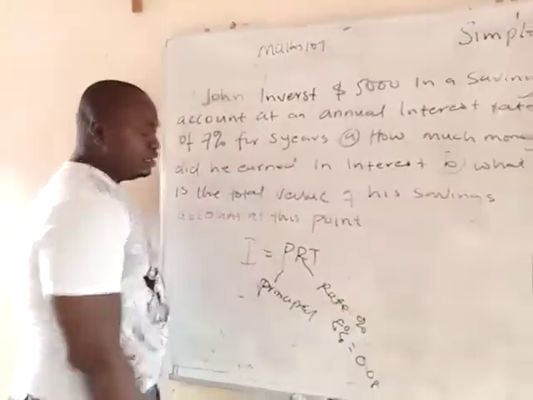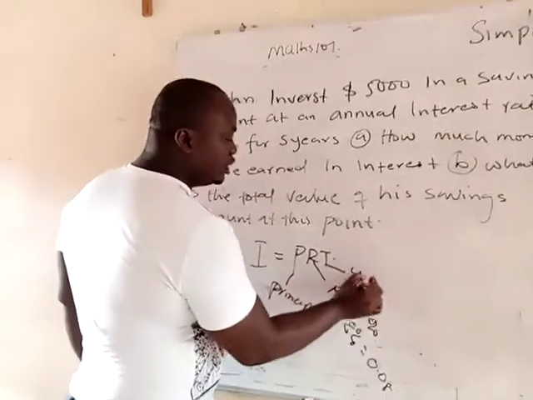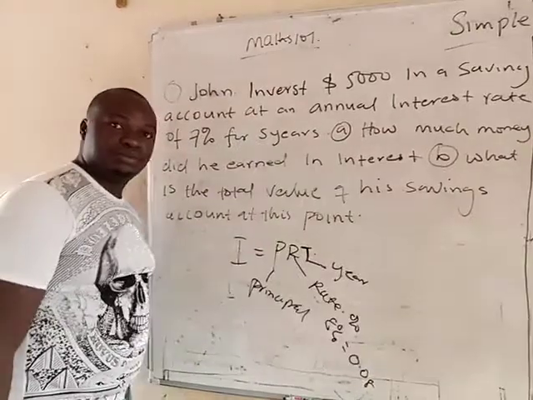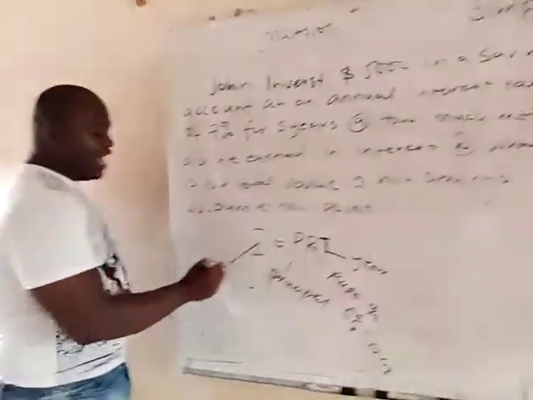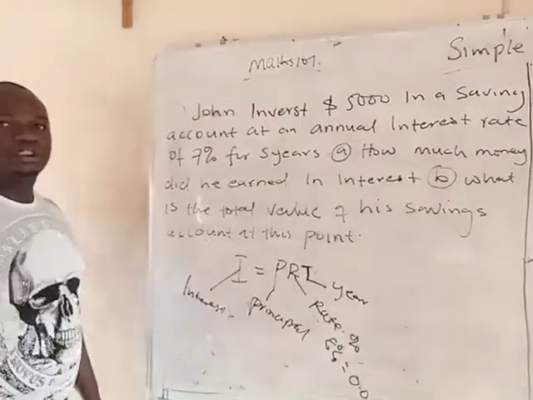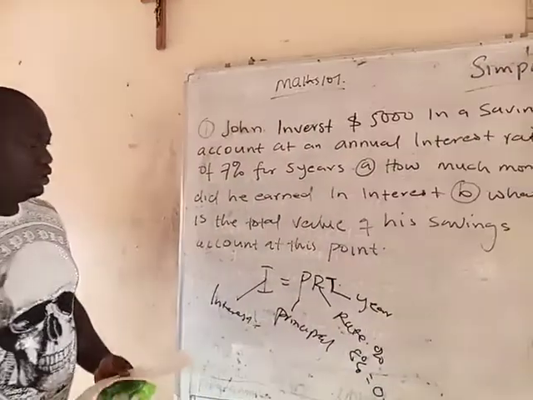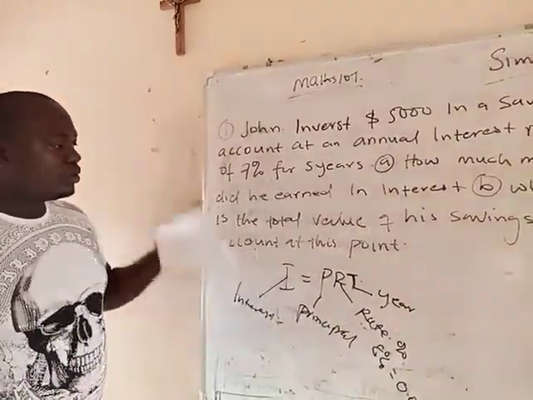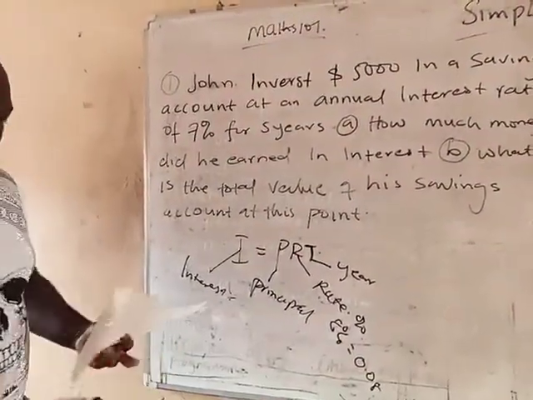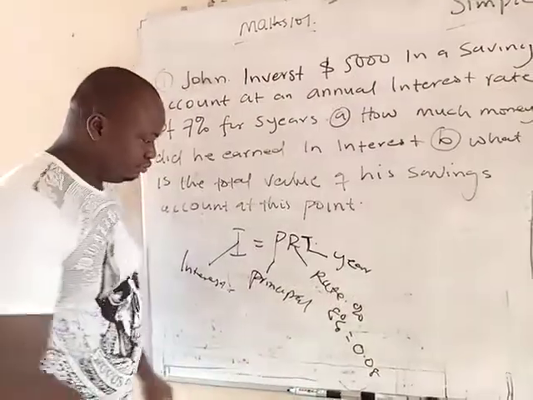Decimal. Now, while your T is measured in what? Your T is years, and your T simply means what? Time. And then our I is what? Our interest. Are you with me? Good. Now, this is the formula you need to calculate what? Simple interest.